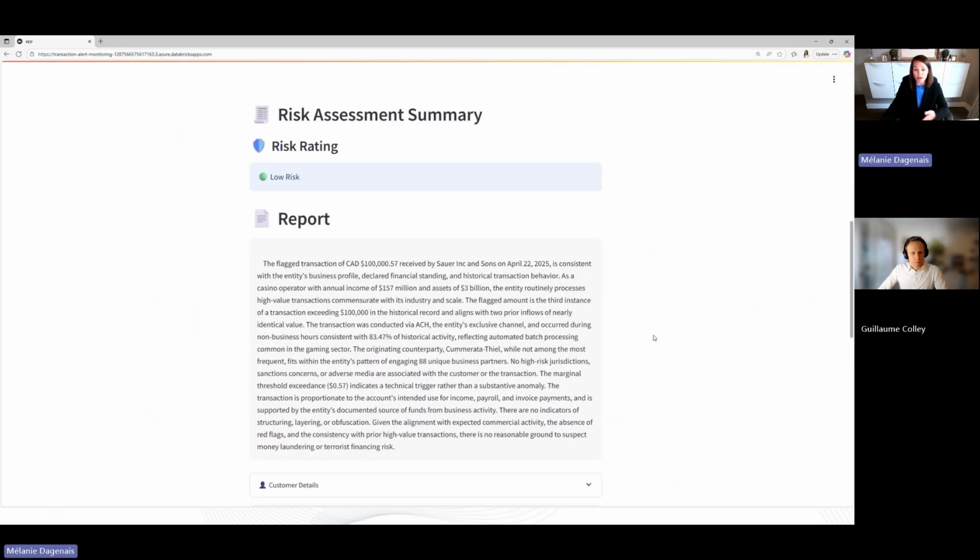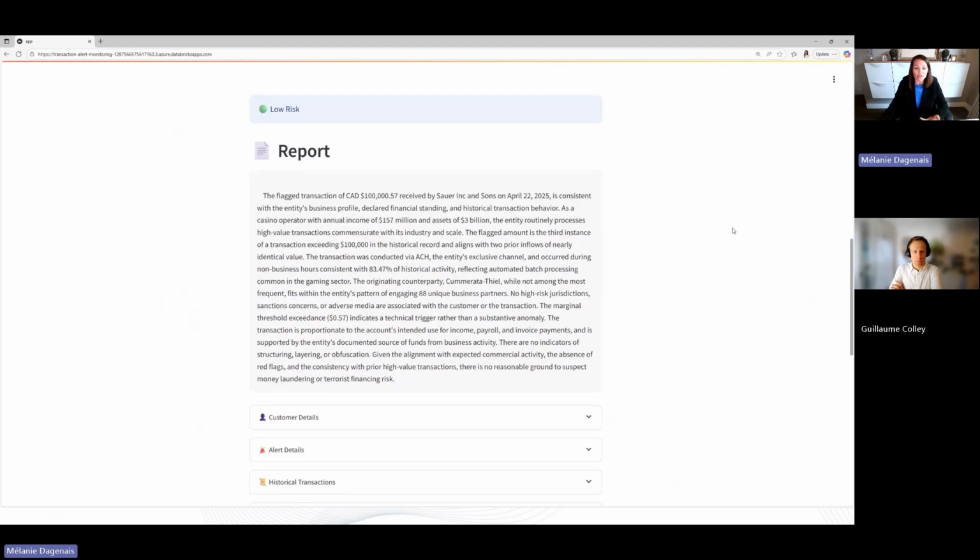What the agent also does, which is very interesting, is that it will rate the risk of the transaction of being suspicious. So low, medium, high. This way you can allocate more concisely your resources and ask them to start with the riskier ones. So let's have a look. So this is the summary that the agent is providing.